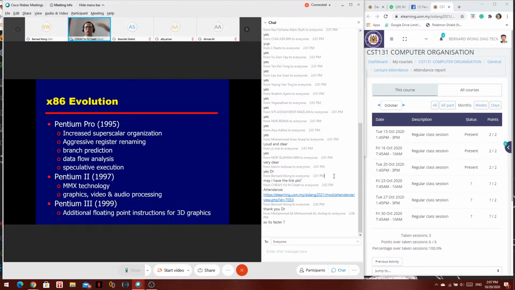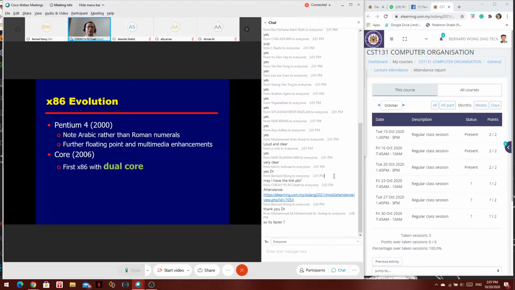Then again, the evolution grows: the Pentium Pro, Pentium 2, Pentium 3, and so on and so forth, with increasing complexity, increasing capabilities like 3D graphics, audio and video processing. Then you have Pentium 4 in the year 2000, and then after that we have the Core series of machines. So they broke away from the Pentium naming, and then they call it the Intel Core processors. And that was one of those first dual core machines.